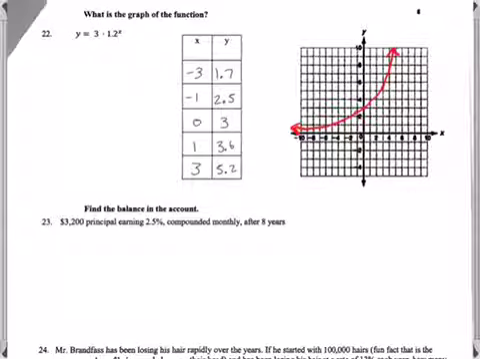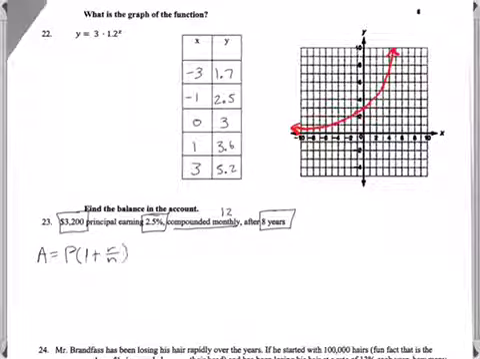All right, 23, we look at 3,200 in principal, earning a rate of 2.5% compounded monthly, so that means 12 times, after 8 years. So remember, compound interest, we take the principal times 1 plus the rate divided by the number of times it's compounded, raised to the number of times it's compounded times years. So that means we want to plug in this information in order to figure out what the total will be after 8 years.